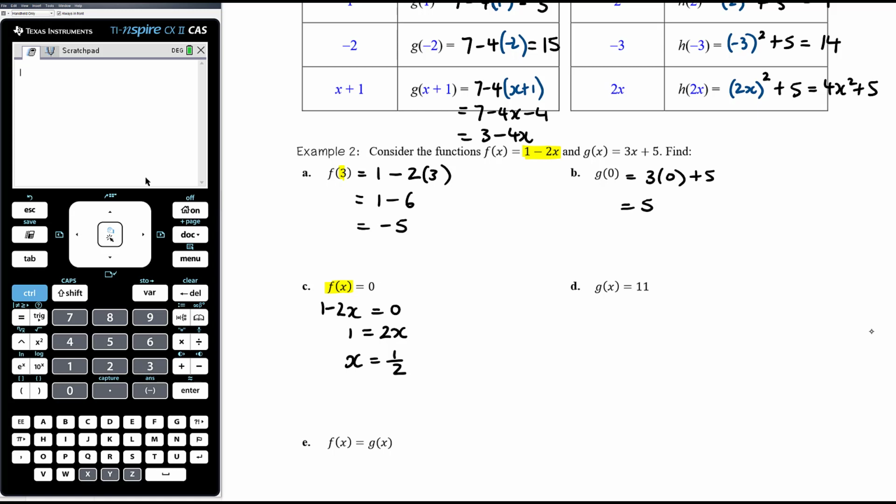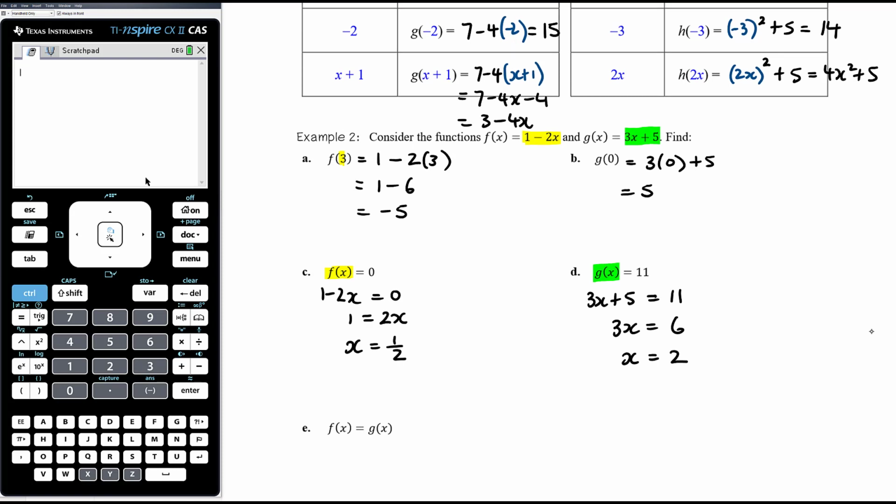g of x equals 11. Again, g of x is equal to 3x plus 5. So if we want g of x to equal 11, that is 3x plus 5 equals 11. Subtracting 5 from both sides, 3x equals 6, and dividing both sides by 3, x equals 2. So what we've worked out is that the input must have been 2 in order to give an output of 11 for the function g of x.